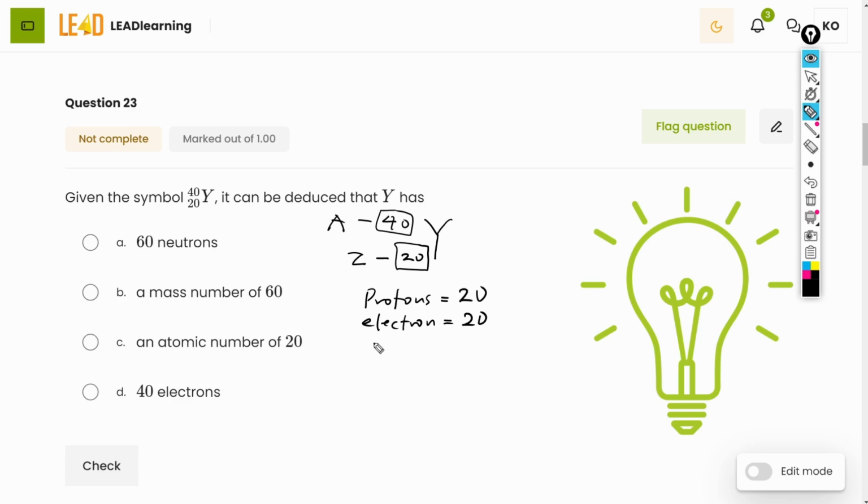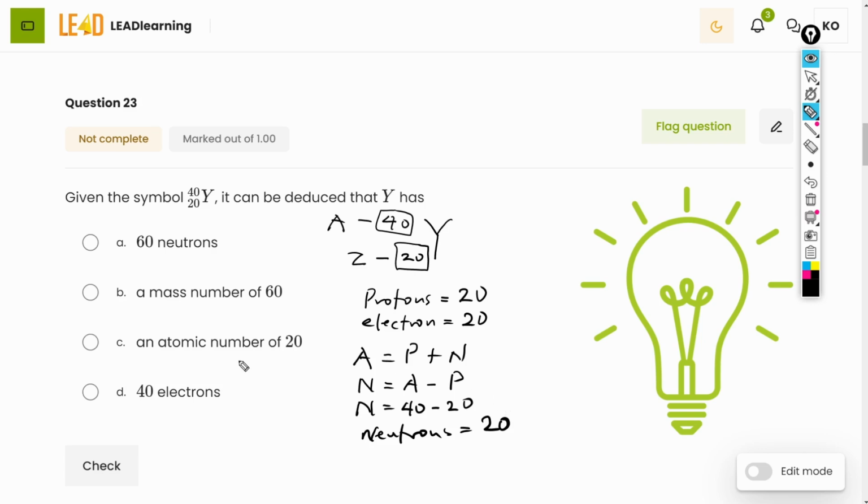Now we need to determine the number of neutrons. The number of neutrons is obtained from the formula that atomic mass is equal to proton number plus neutron number. Therefore, neutron number is equal to atomic mass minus proton number. If we plug in the values, atomic mass is 40, proton number is 20. That means we have 20 neutrons in this atom.